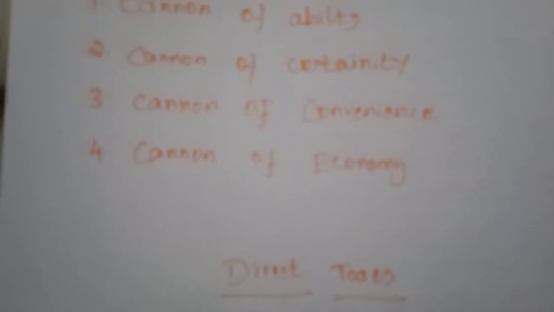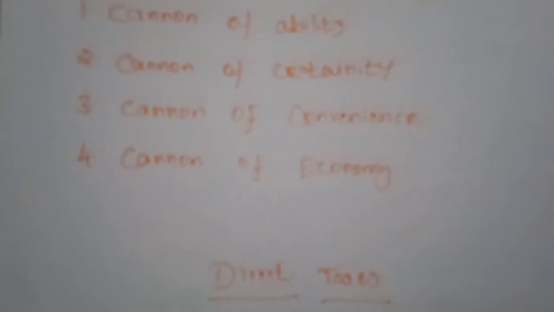Next, canon of economy. The government has to spend money for collecting taxes. For example, salaries are given to the persons who are responsible for collecting taxes. The taxes where collection costs are more are considered bad taxes. Hence, according to Smith, the government should impose only those taxes whose collection costs are very little and cheap.